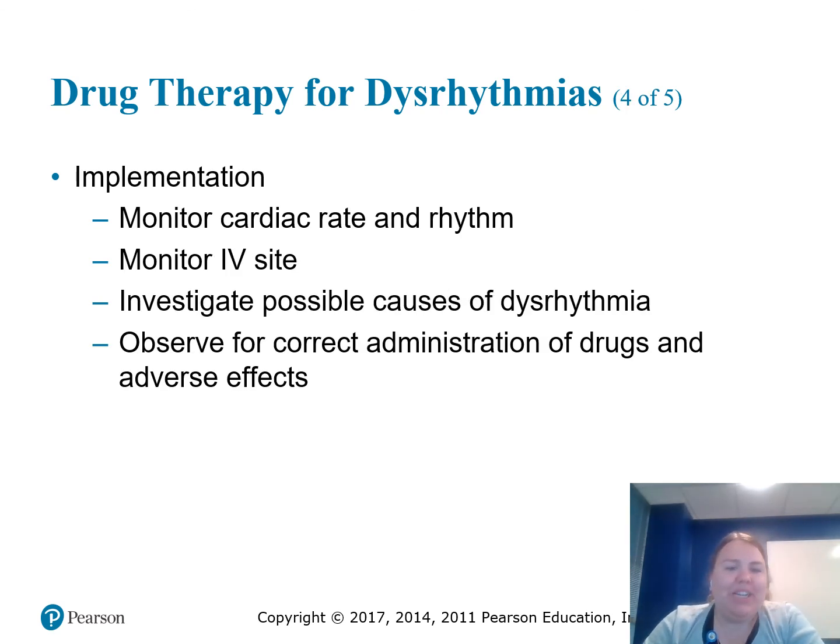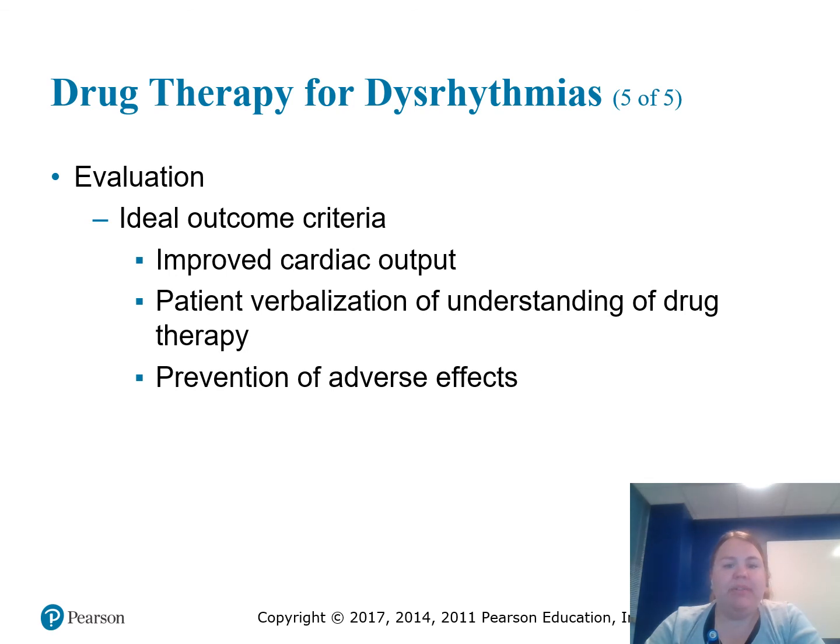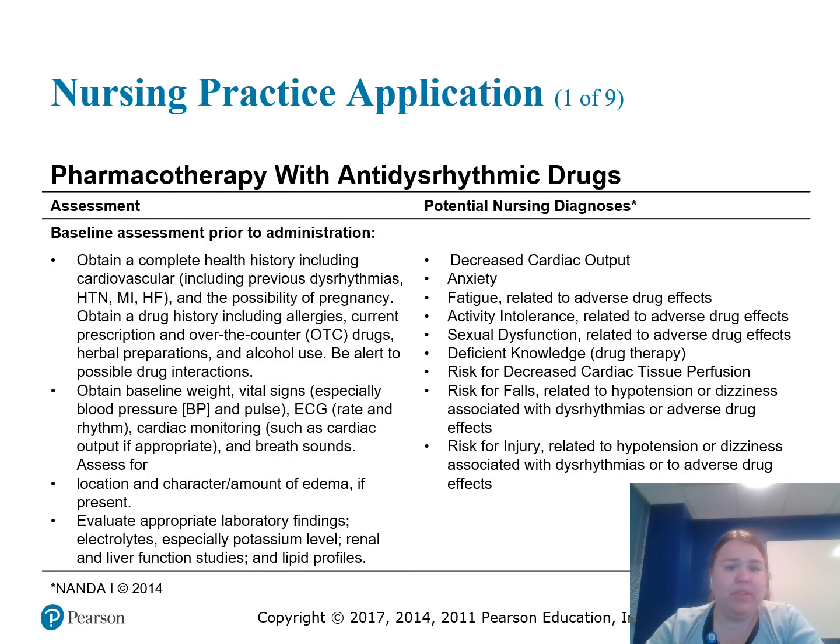So, implementation: get a cardiac rate, the rhythm, get an IV. You have to get a patent IV. Investigate why they are having the dysrhythmia. It could be an electrolyte imbalance. Okay. Evaluation. So evaluate, did you have a positive outcome? Or after you gave the medication, did they have a worsening or new dysrhythmia?